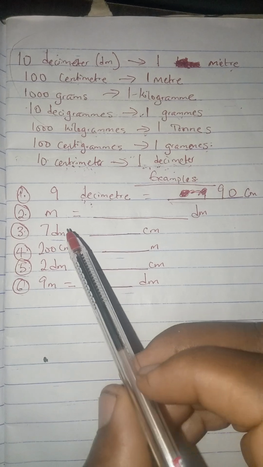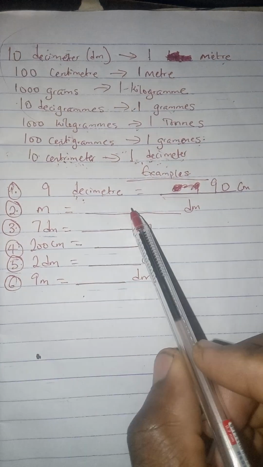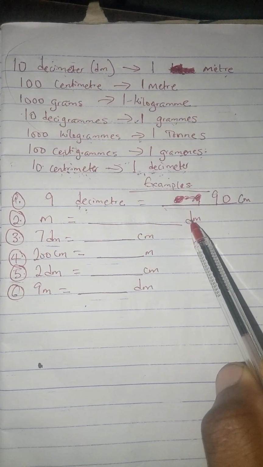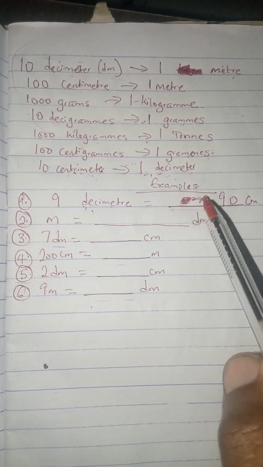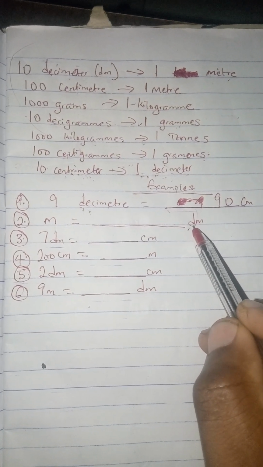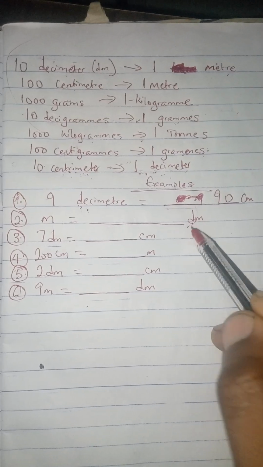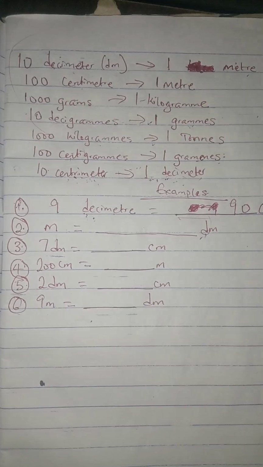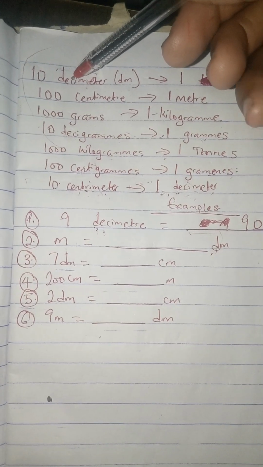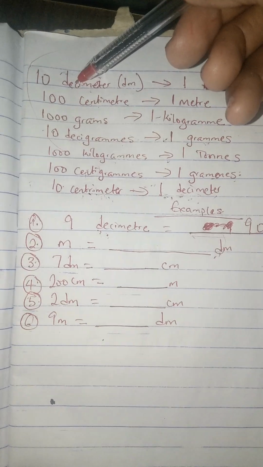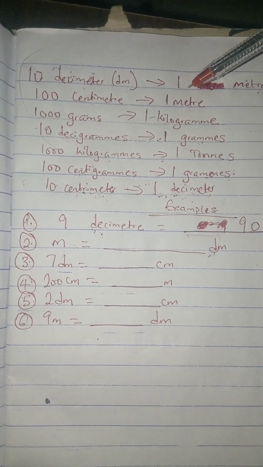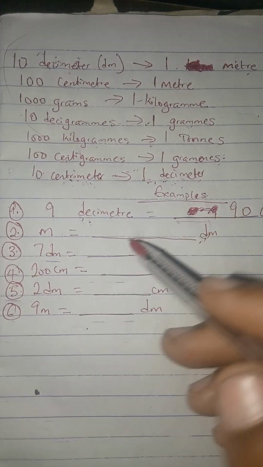Now we have here meter equals to what? Dash decimeter. Remember what I told you. D stands for what? 10. That means this 10 what? 10 decimeter. D is actually standing for 10. That's to tell you that we have 10 decimeter to give you what? 1 meter.